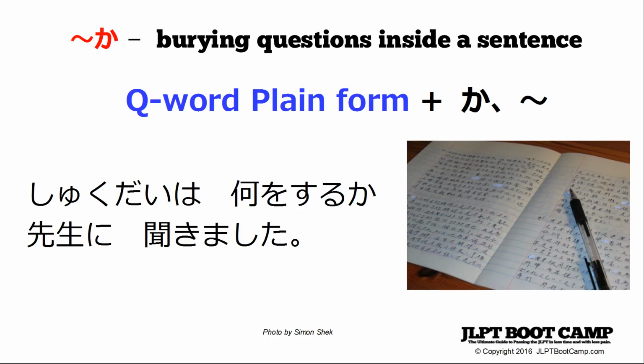For example, shukudai wa nani o suru ka sensei ni kikimashita. So shukudai is homework, of course, and wa is the topic marking particle. So as for homework, nani is what, suru to do, so what to do, sensei, teacher, ni, to, so to the teacher I asked. Kikimashita. Of course, kiku can mean to hear, and it can also mean to ask. This is very commonly used to mean to ask.